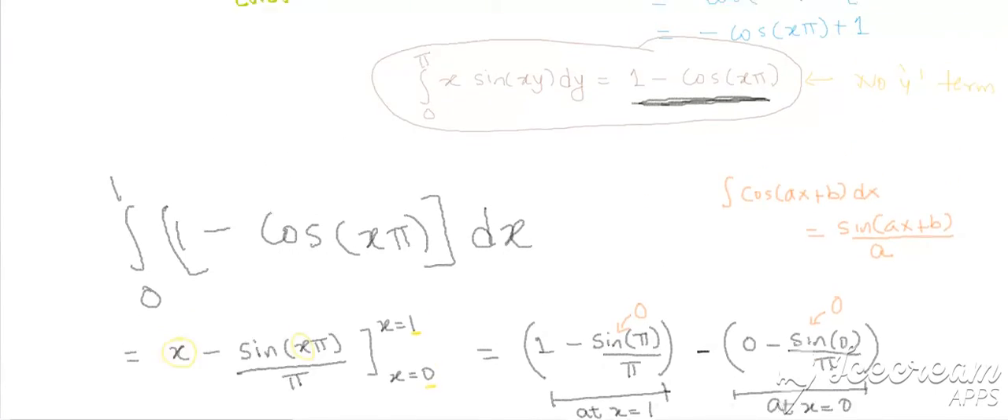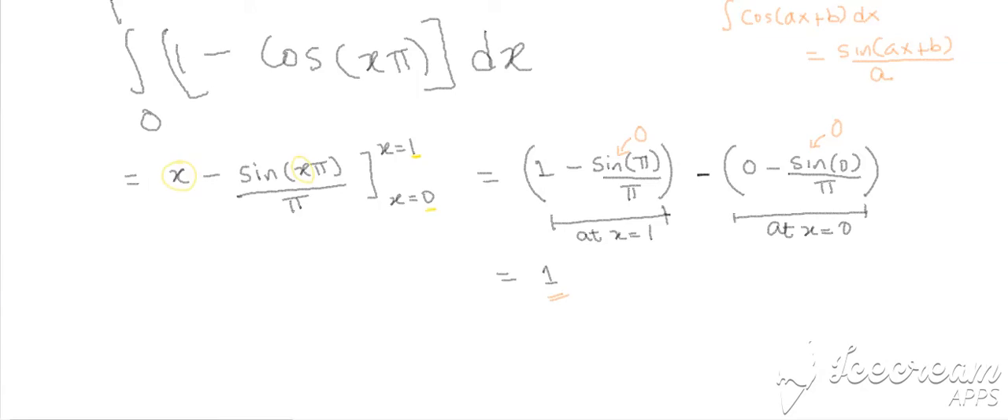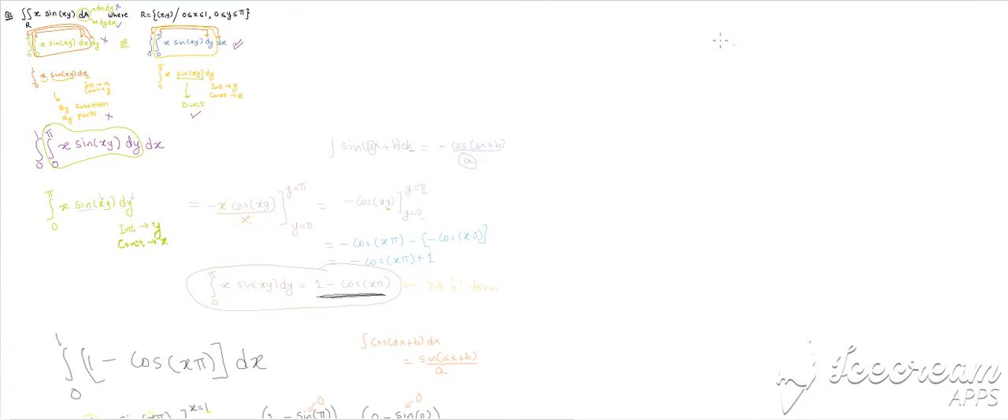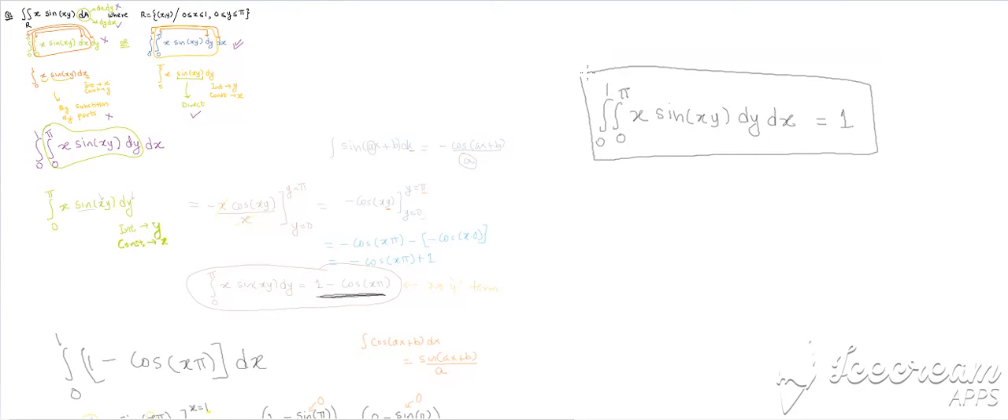So we can say that the value of our integral, what was our question? The value of our double integral, double integral x sine xy dy dx, where limits for y were 0 to pi, for x 0 to 1, is 1. This is the final answer. I hope it's clear.